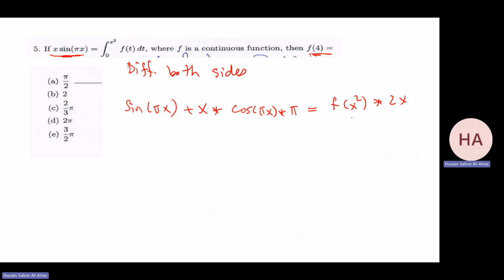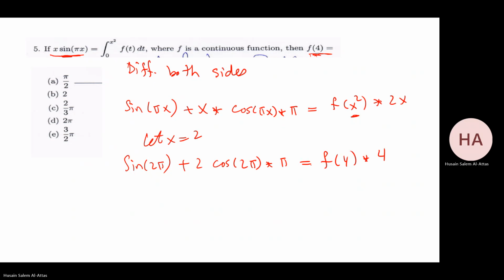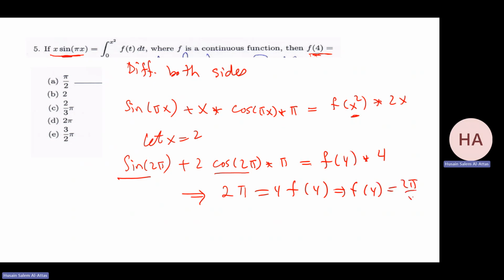Now to find f of 4, I have f of x squared. So let x equal 2. Let us see what will happen. So I have sine 2 pi, which is 0, plus 2 cosine 2 pi times pi equal f at 4 times 4. So this is 0. This is 1. So I have 2 pi equal 4 f at 4. So f at 4, 2 pi over 4, which is pi over 2.